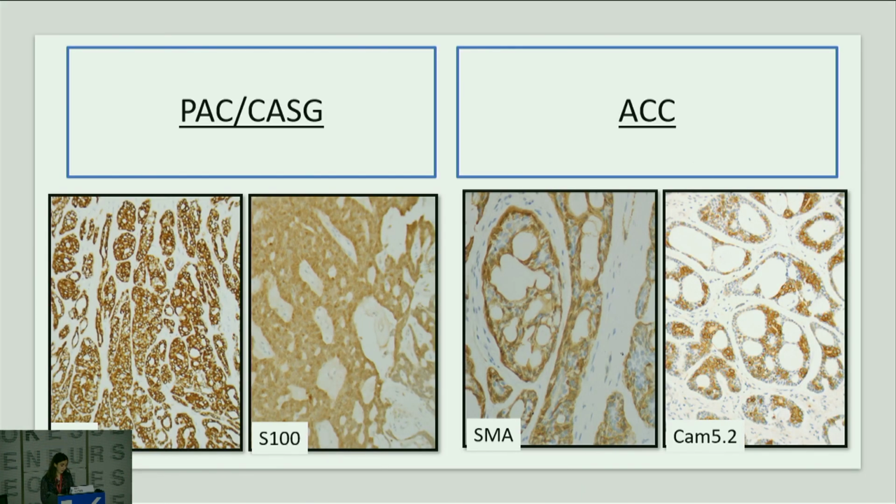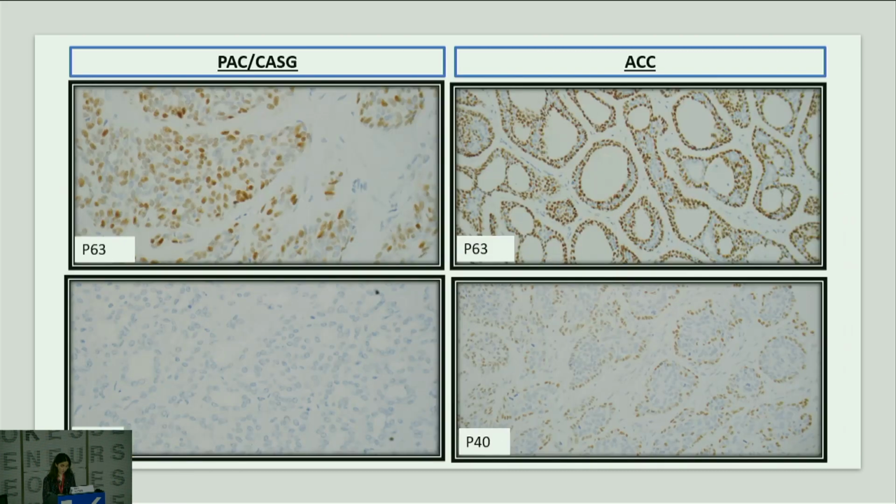Here we see the diffuse positivity of CK7 and S100 in polymorphous adenocarcinoma and cribriform adenocarcinoma. Notice in adenoid cystic carcinoma, the SMA and the CAM5.2 highlight the biphasic pattern of this tumor, which is helpful to differentiate it from polymorphous adenocarcinoma and cribriform adenocarcinoma. Here we see the positivity of P63 in cribriform adenocarcinoma and polymorphous adenocarcinoma, whereas P40 is negative. In adenoid cystic carcinoma, both P63 and P40 stain the peripheral myoepithelial cells.